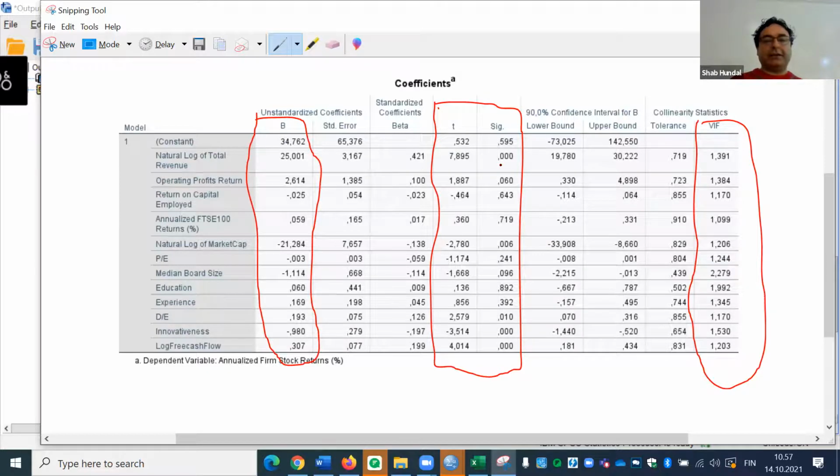Be very quick in replying. How much is the significance here? 0% significance and 100% confidence. And what is the value of the beta? 25. But I will not care about the value of the beta. What I would care about is the sign of beta. What is the sign of 25.001? Positive. Okay, and who's your dependent variable?